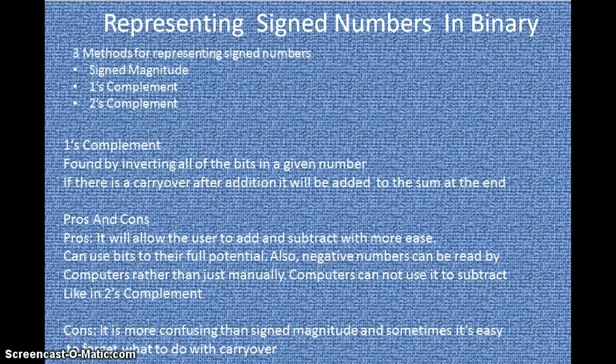First, it will allow a user to add and subtract and will actually give us the right answer. We can also use the full potential of the bits. So if there are 4 bits, we could have 15 or 16 different possibilities instead of just 8, whereas in the other system we only had 8 possibilities.